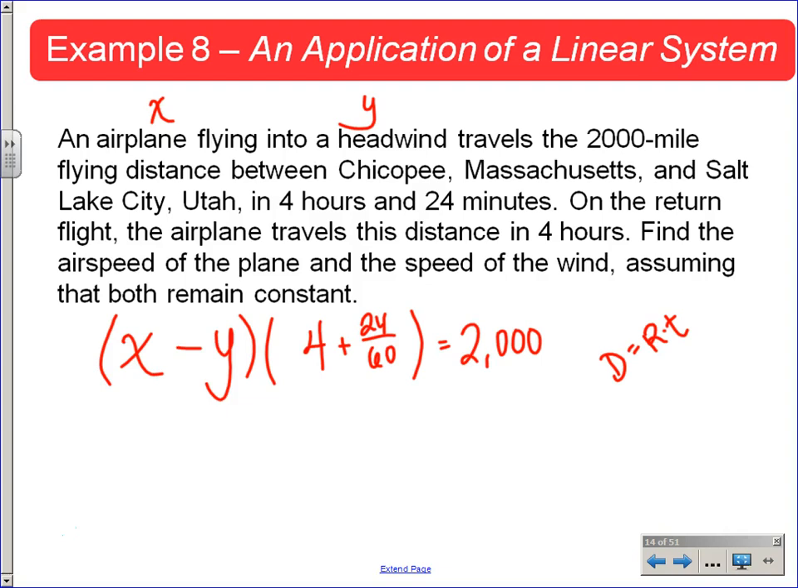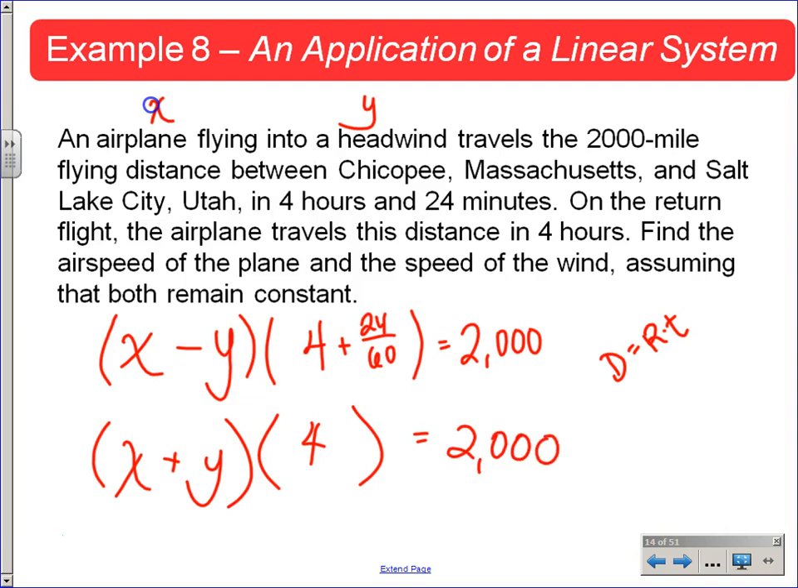But what else do they tell us? Because we have two unknowns. That can't be all. On the return flight, the airplane travels this distance. Wait. On the return flight. Assuming everything stays constant, which we know in this world it doesn't, but trying to keep it basic for our purposes to at least get the idea. If the wind is still blowing the exact same way, the plane turns around and is now going the opposite direction, what's the wind doing? Helping. How long did it take? Only 4 hours. And how much distance was covered? We're assuming everything was constant, so 2,000.